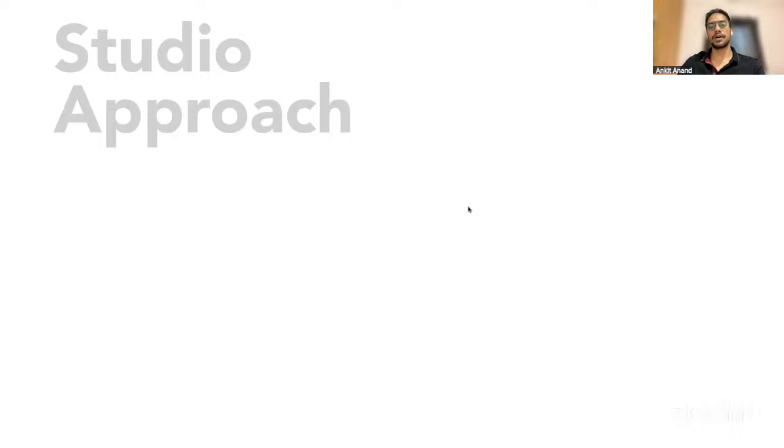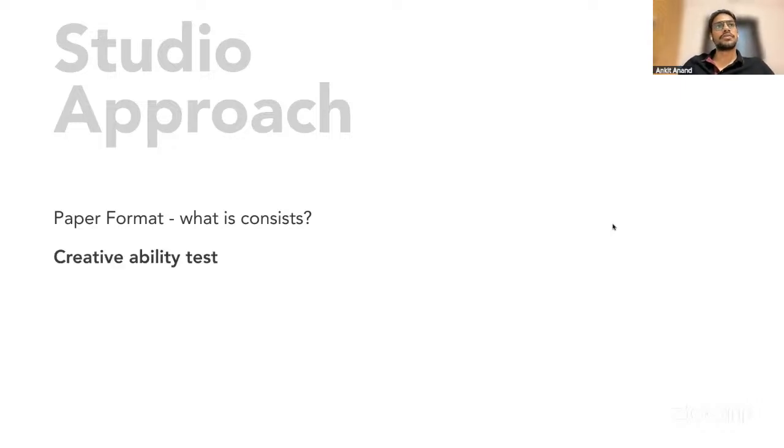So just look at the screen for a few minutes. What is the studio approach that NID looks into? What is the paper format, what does it consist of majorly? You will look into the creative ability test. They can give you some questions to draw, and also ask you to do 3D modeling, exactly like the prelims. So they can give you a combination of creative ability test and 3D modeling. They might ask you to draw a concept and then make a 3D model out of that as well. So this can be one.